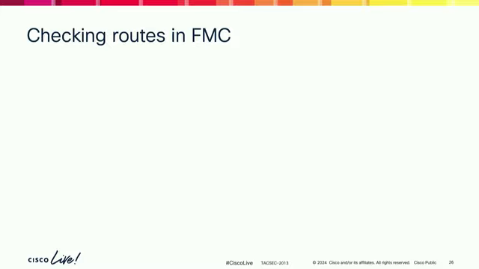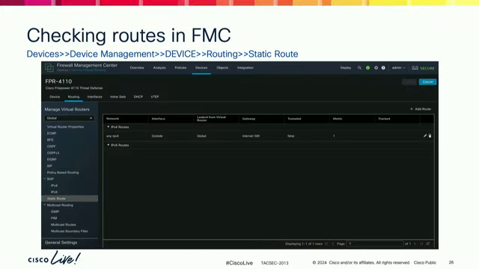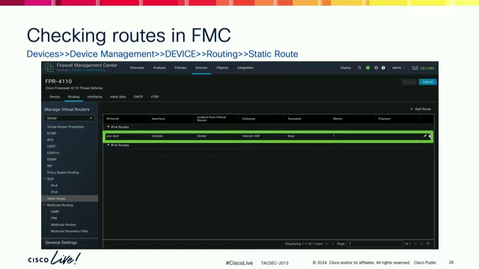If we go to the FMC and go to this path, we're going to see something like this. And as you can see here, we actually have our default route for any IPv4 to our outside interface, which is facing the internet, and we have a gateway. This is the IP of the gateway.